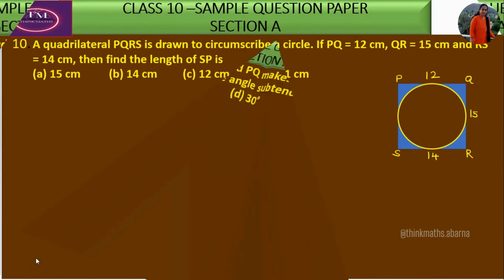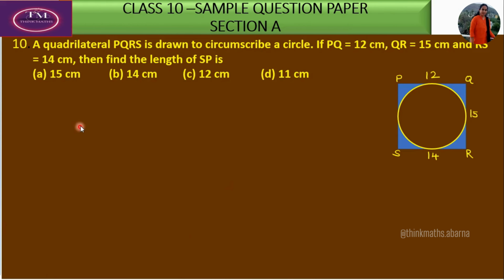So moving on to the 10th question. A quadrilateral PQRS is drawn to circumscribe a circle. If PQ is equal to 12 centimeter, QR equal to 15 centimeter and RS equal to 14 centimeter, then find the length of SP. Options are 15 centimeter, 14 centimeter, 12 centimeter, 11 centimeter.